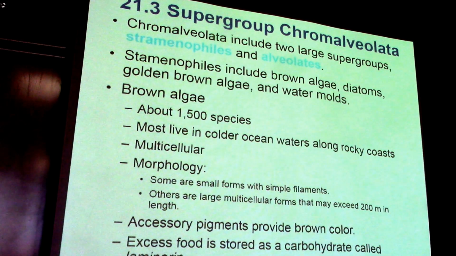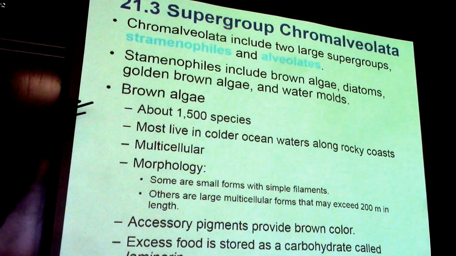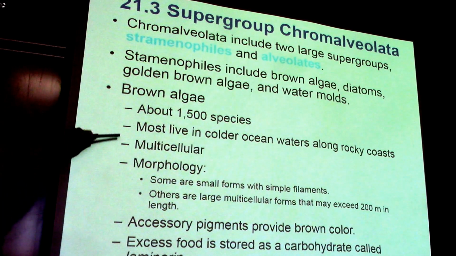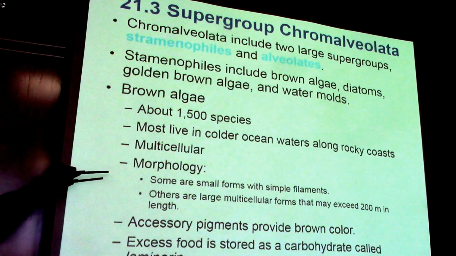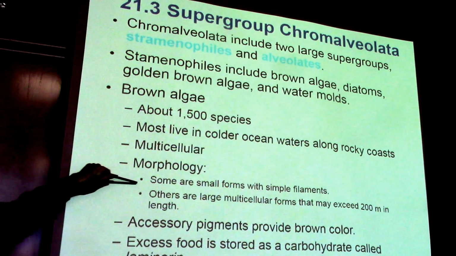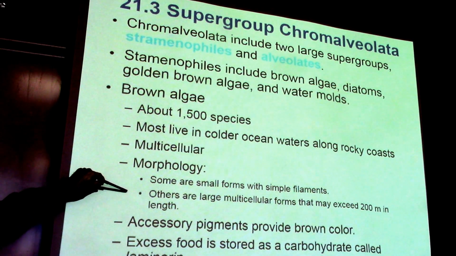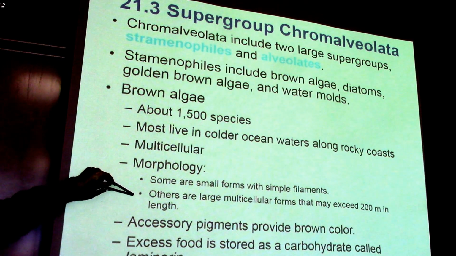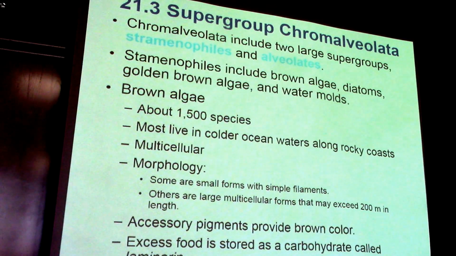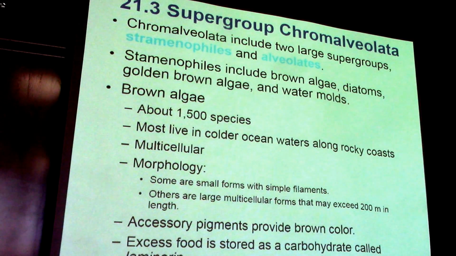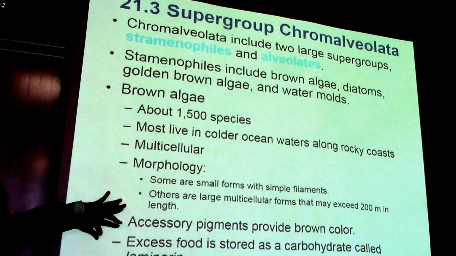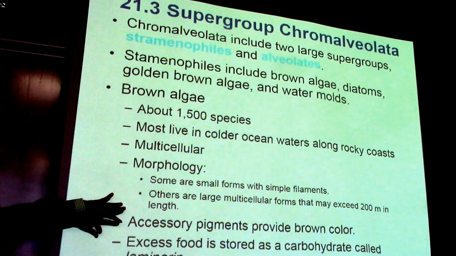Then golden brown algae and some water molds. Water molds are just like molds that are seen on land also. Brown algae is a large group, multicellular. They form many simple filaments. Some of them are very, very large. Some of their members are more than 200 meters in length. Those are kelps that actually make a big mass inside the water.